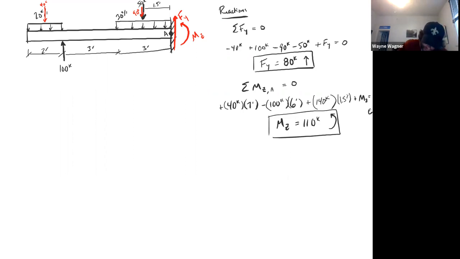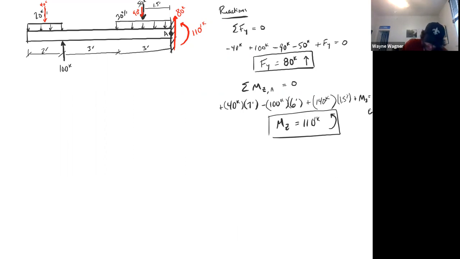Okay, so we can go in here, we can erase these things. I'll keep them in red because they're reactions. Not that they're any different or anything. Oh, this is foot kip. Actually, I have no idea if that's an okay way to write this, but I'm going to write it that way. Okay, and this one's going to be 80 kip.